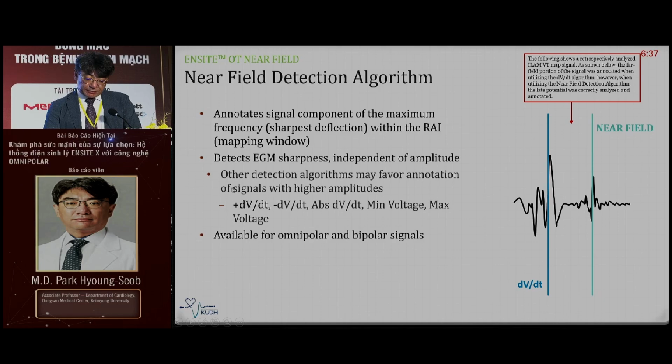The EnSight OT near field system gives us a near field detection algorithm. It annotates signal components of the maximum frequency within the mapping window. It detects EGM sharpness independent of amplitude, so it's very different from the previous algorithm, which favors annotation of signal with high amplitude. Everybody says that higher amplitude does not matter. The sharpness matters when you detect near field signals. It is also available for omnipolar mapping or bipolar signals.